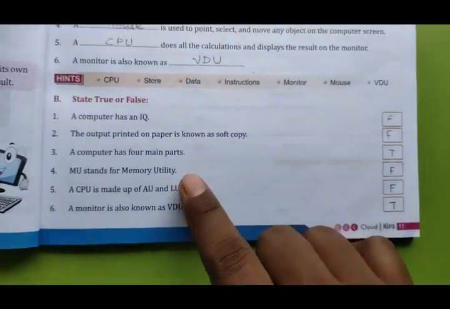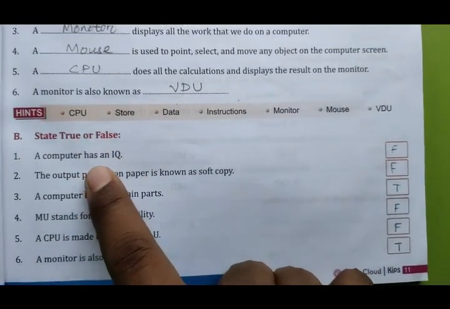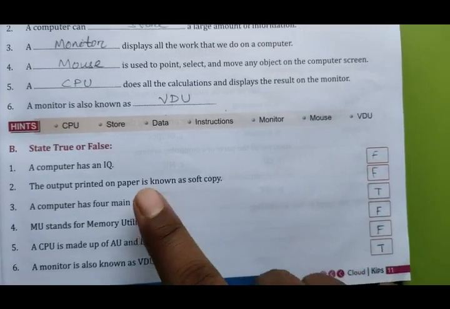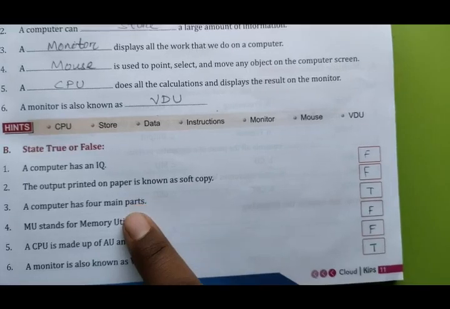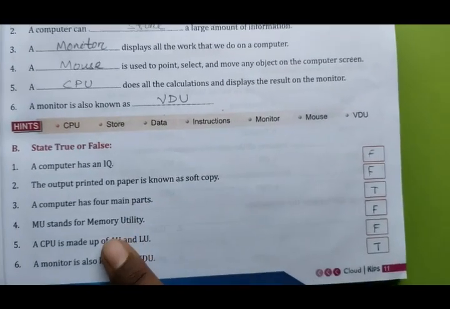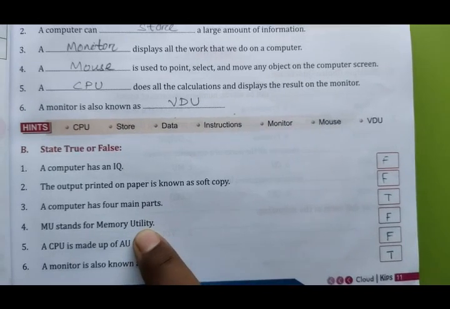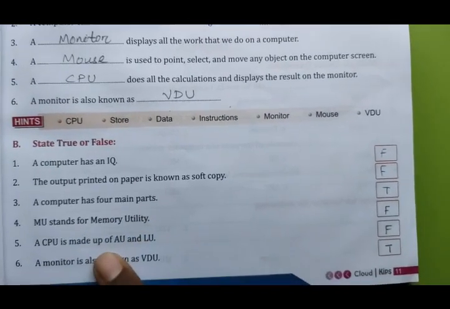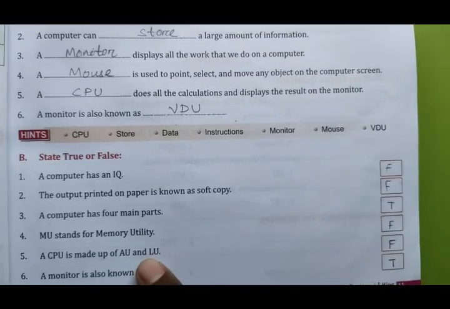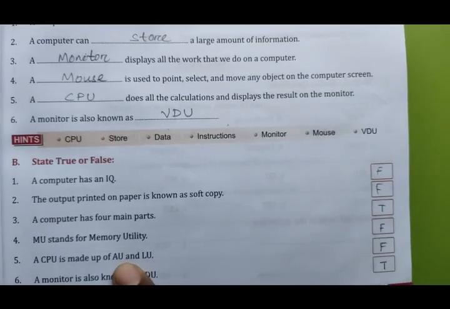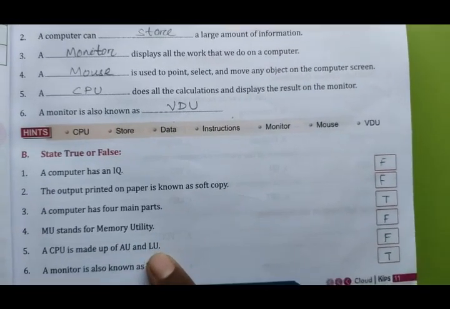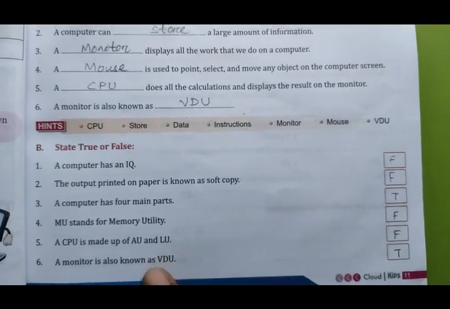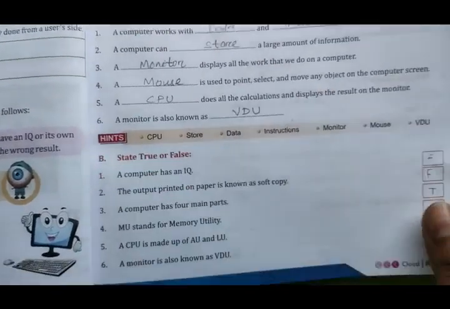Next, state true or false. A computer has an IQ. False. The output printed on paper is known as soft copy. False. A computer has 4 main parts. True. MU stands for memory utility? No, it is memory unit. So it is false. A CPU is made up of AU and LU. No, a CPU is made up of the arithmetic logic unit, the control unit and what? CU. So this is false. A monitor is also known as VDU. So true.